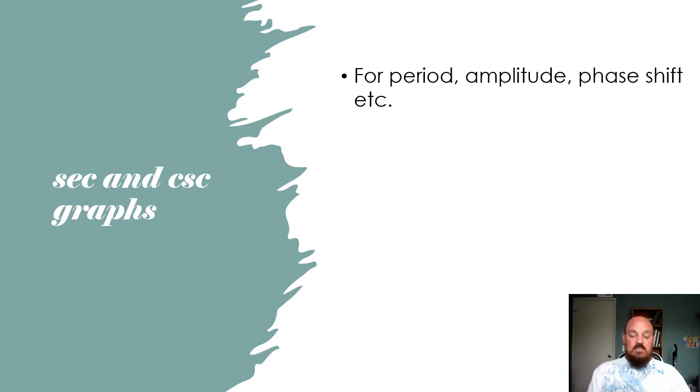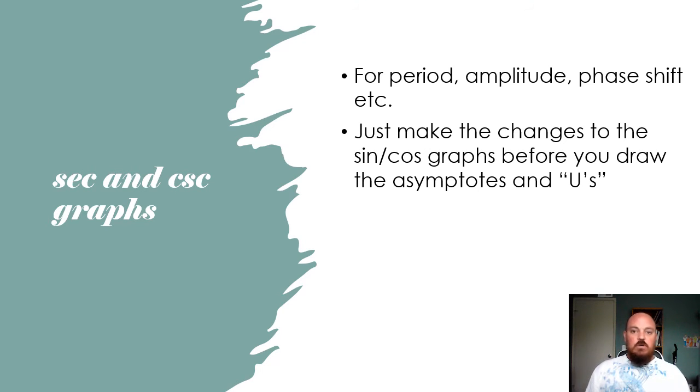Okay, now I'm not going to spend a ton of time on this, but just think about what we did with sine and cosine when we did period and amplitude and phase shift and all that stuff. If you ever have those types of transformations to a secant or cosecant graph, just do the transformations to the reciprocal graph, and then after all the transformations are done, that's when you draw in the asymptotes and the U shapes. So don't ever try to do period or amplitude for a cosecant graph. Do all that work for the sine graph, and then after you've done the work for period, amplitude, phase shift, convert that sine graph into a cosecant graph.